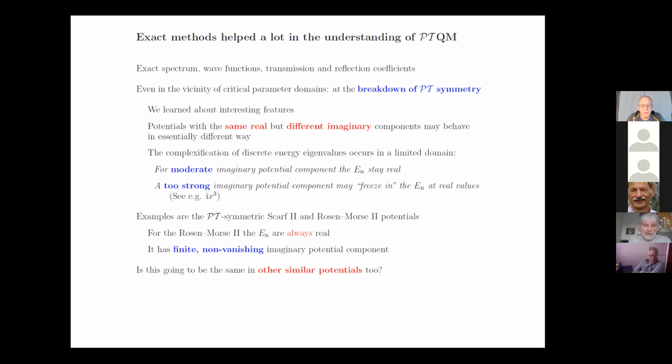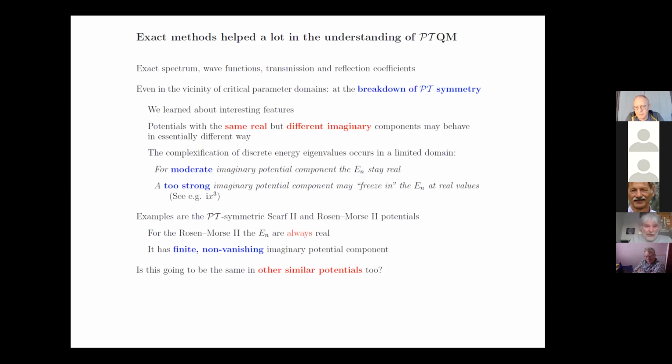Sorry, can I just ask a question? What do you mean by far away from the Hermitian situation? Not far away. So, for example, in the ix³ case, you don't even have a real component. So it depends on from case to case what it means. But I will show you some examples that will become clear.